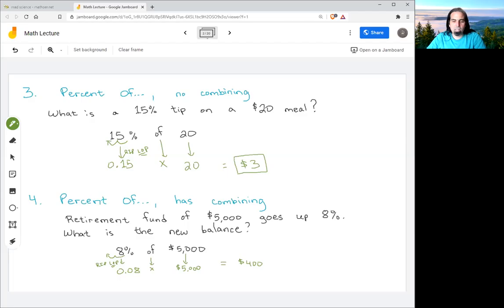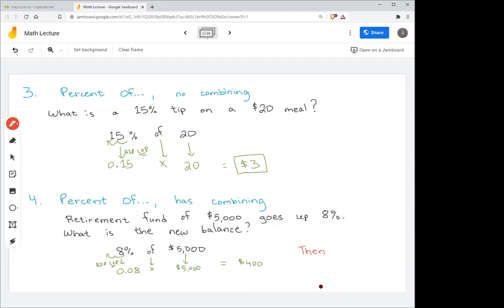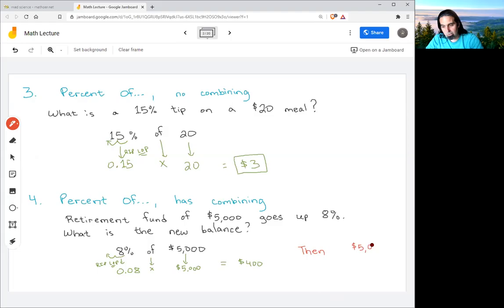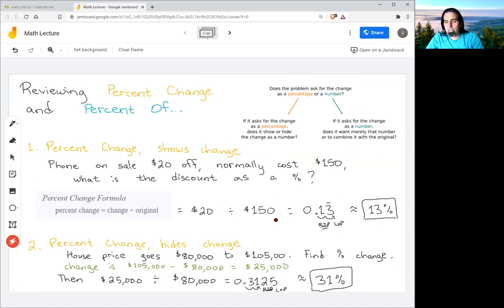But I'm not done because it doesn't ask how much did it go up. It asks, what's the new balance? So what's my last step? Add 5,400. Yeah. And I'm going to write it out the long way, even though you probably don't need to. There we go.